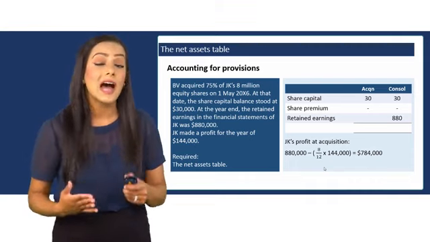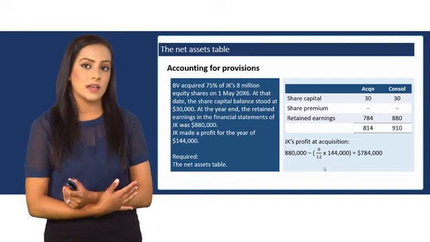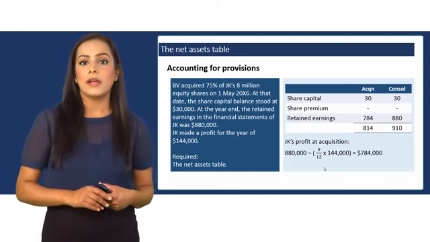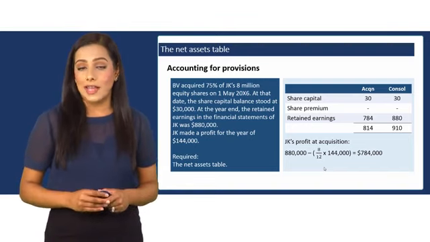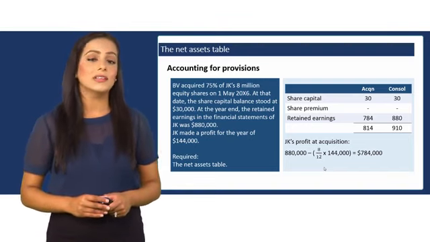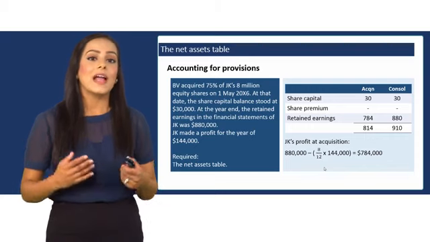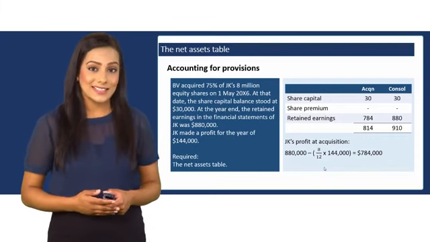It's best to use a timeline to find out what these figures are. So put 784 in the acquisition column, and therefore the totals are, for acquisition, 814, and consolidation, 910. And there you have it, guys, your net assets table.